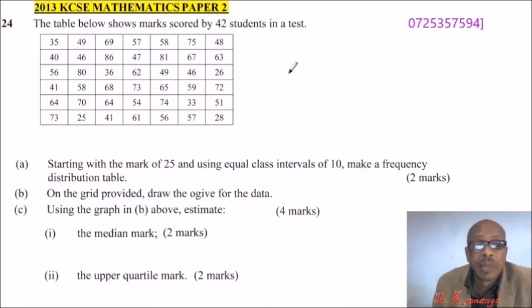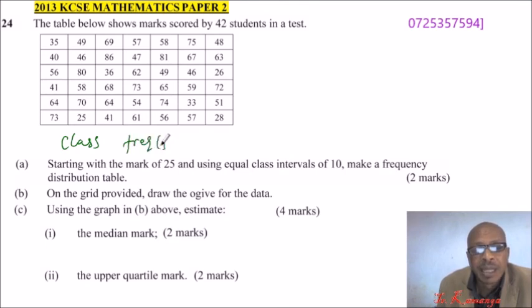This is question number 24, and we are told the table below shows marks scored by 42 students in a test. So we have the table showing the marks of the 42 students. So A, starting with the mark of 25 and using equal intervals of 10, make a frequency distribution table. So in the frequency distribution table, we have a column for class, a column for frequency, and a column for cumulative frequency. So we need 3 columns.